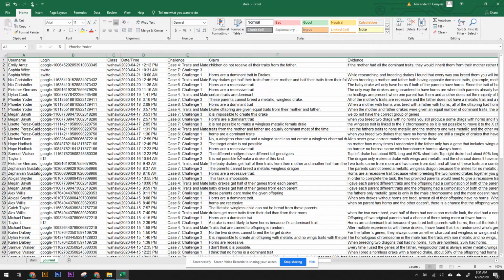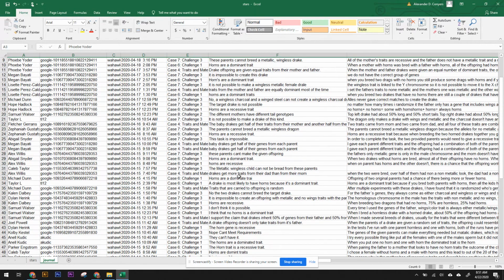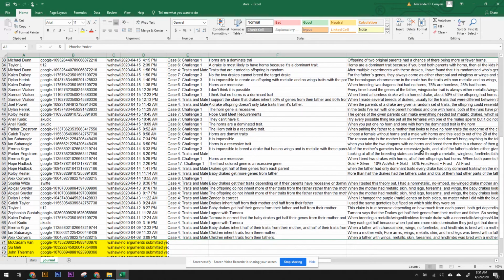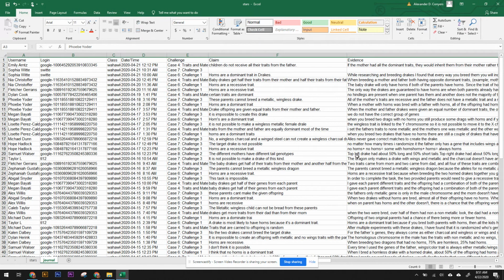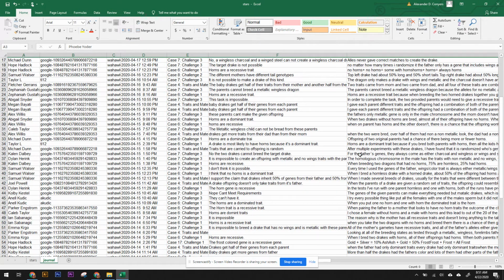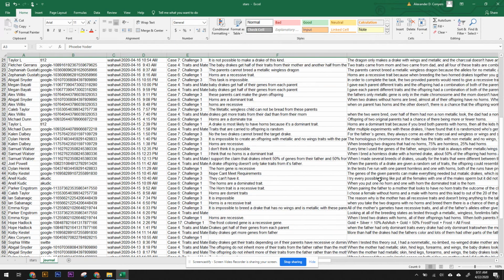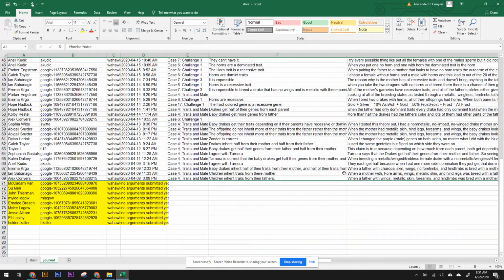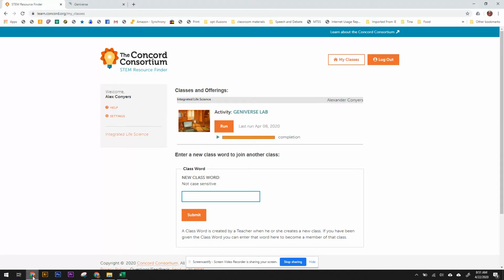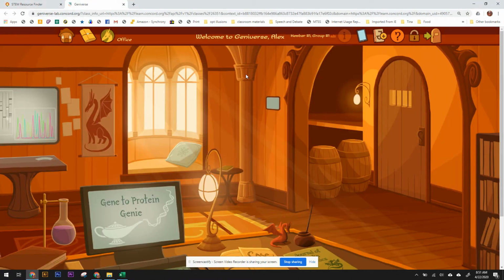And then the second tab allows me to look at your journal entries. So I am reading those and keeping track of those for participation. So please do continue to write those journal entries. I can see them, I can read them, and I can also tell if you have not been writing these journal entries. All right, so without further ado here, let's jump into the Geniverse.